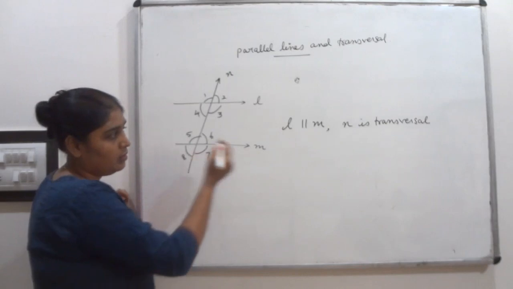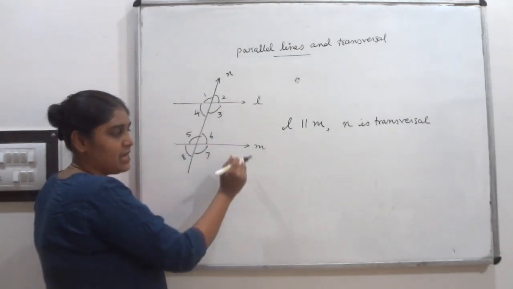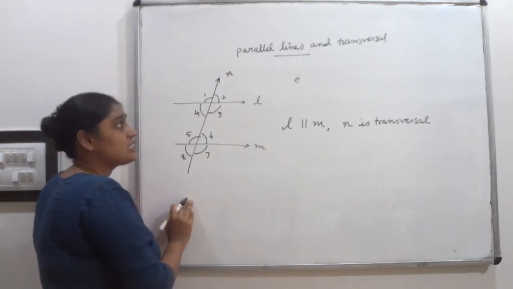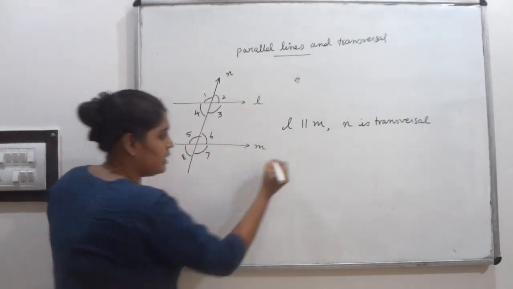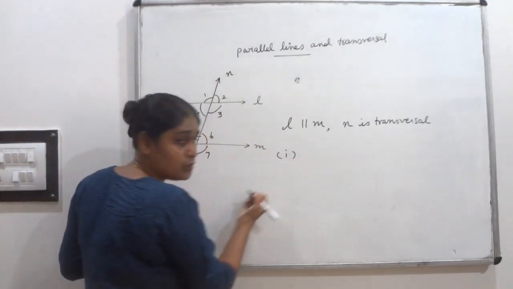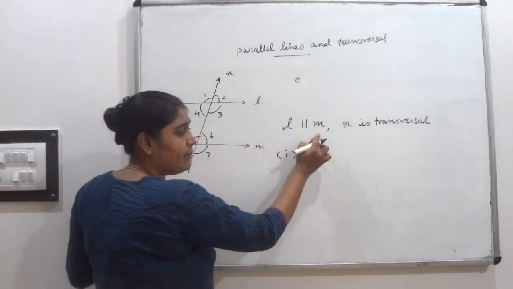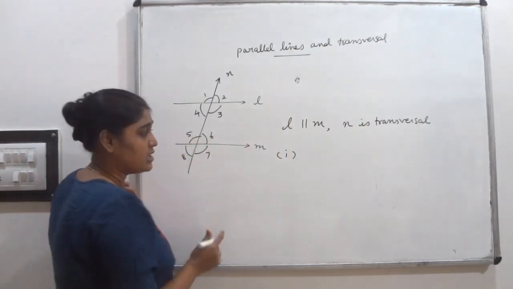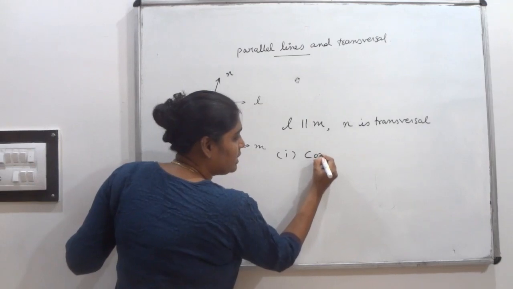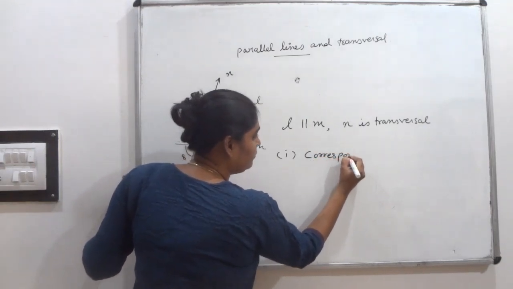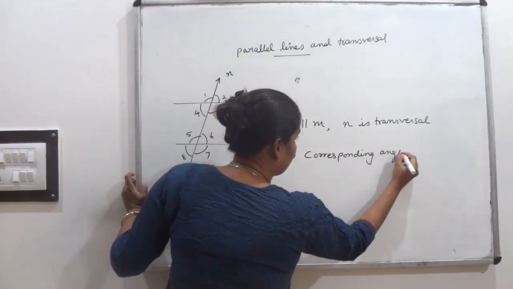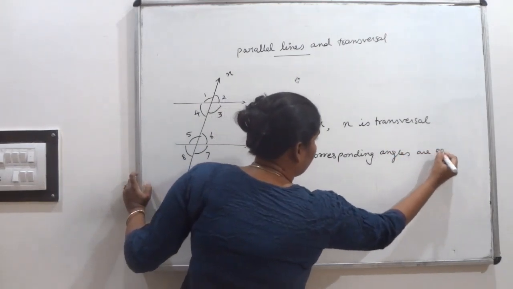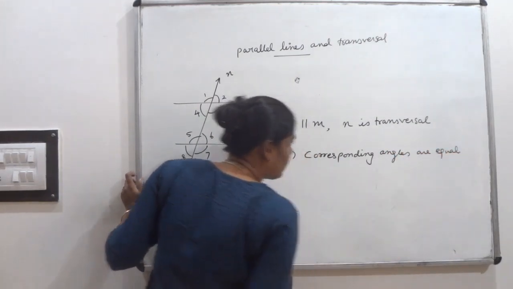Look here. Line L is parallel to M and it intersects with the transversal N. Then corresponding angles are equal. You have to know these rules. When these two lines are parallel and intersect with the transversal, corresponding angles are equal. What are the corresponding angles?